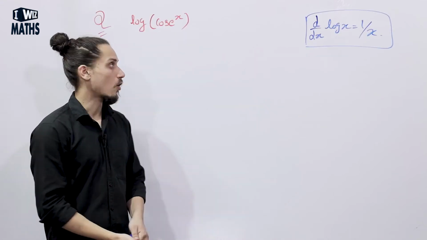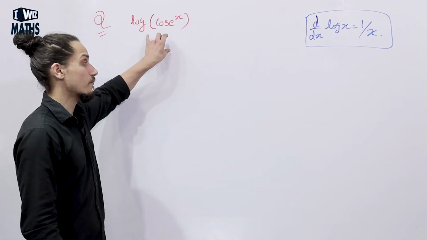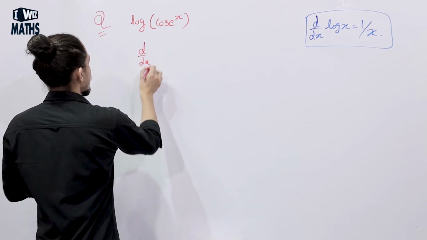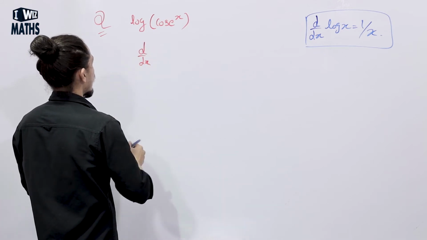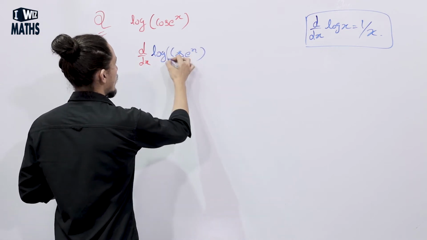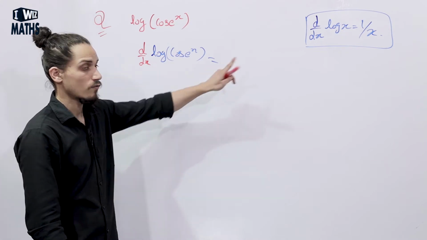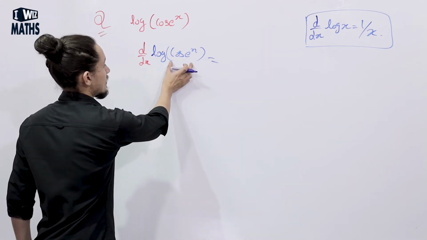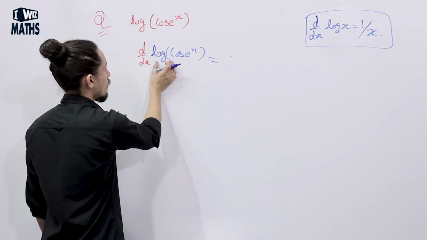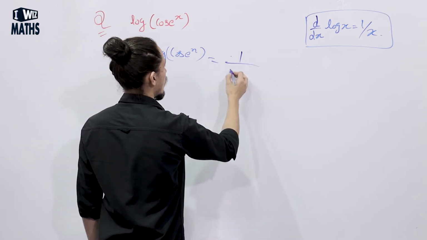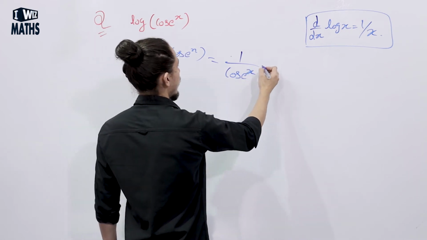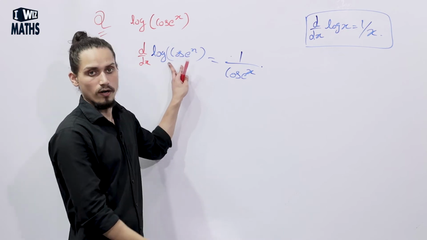First function is log cos of e^x. We have to find its derivative. So d by dx of log cos e^x will be equal to, now what is the derivative of log? 1 upon x. So in this case x is cos e^x. So we get differentiation of log cos e^x is equal to 1 upon cos e^x into, now this is the derivative of log.